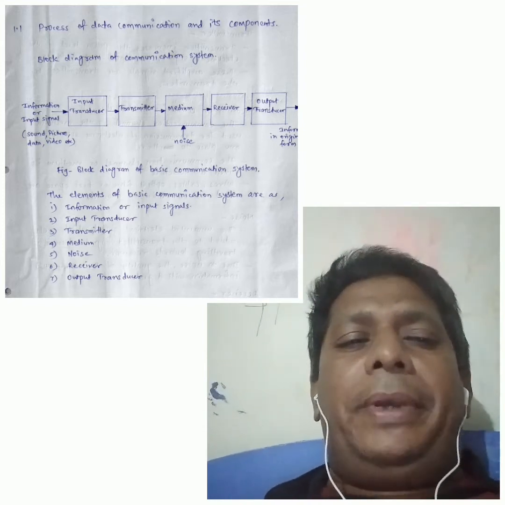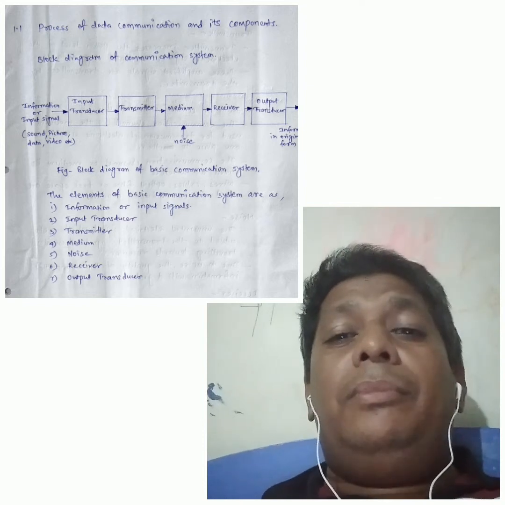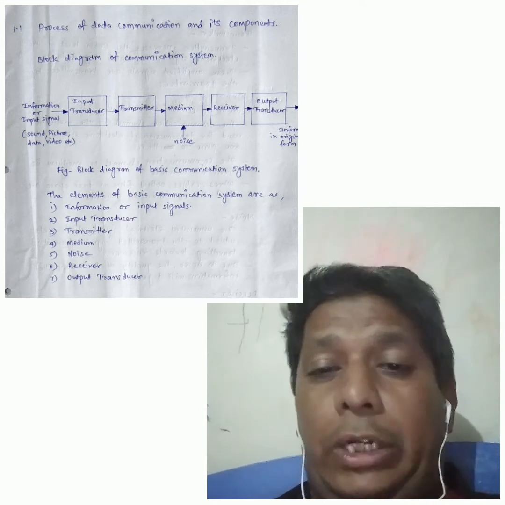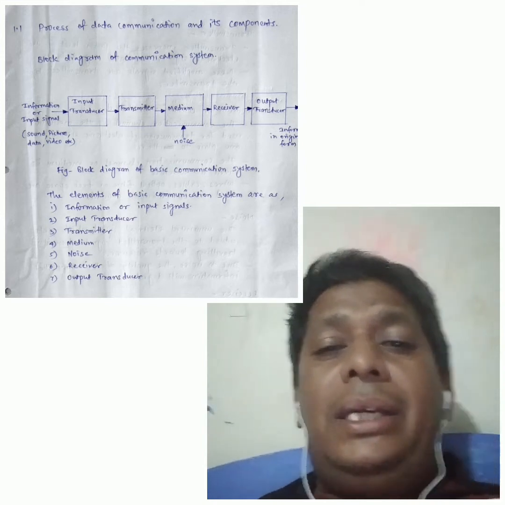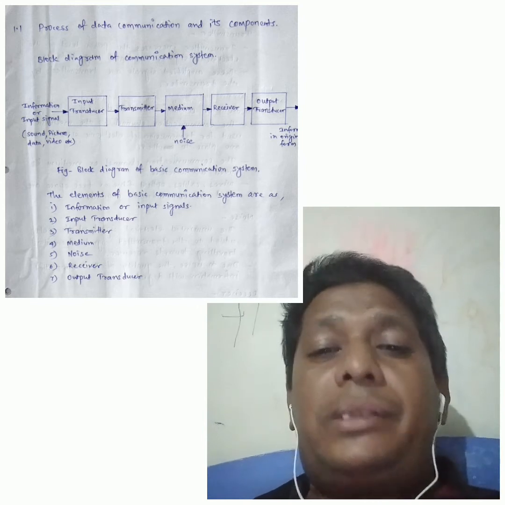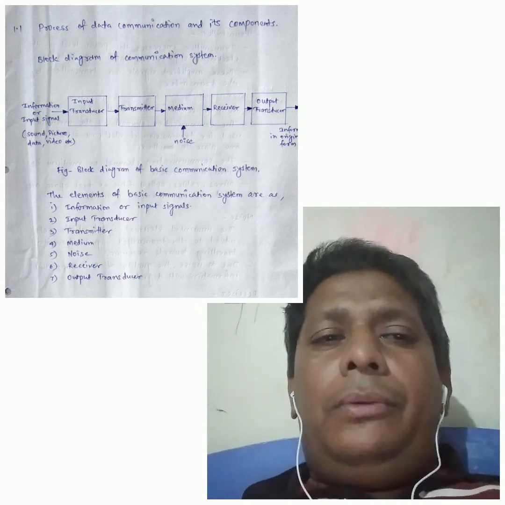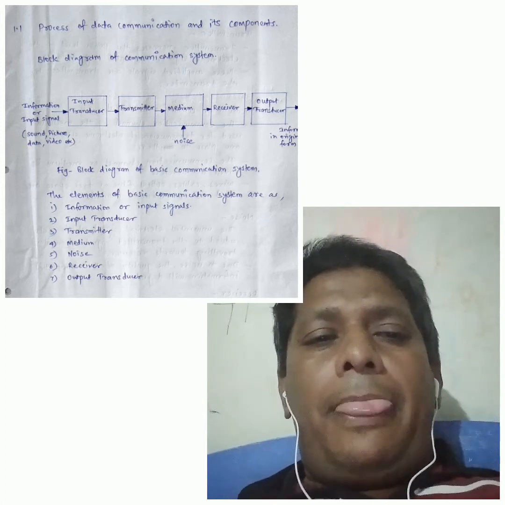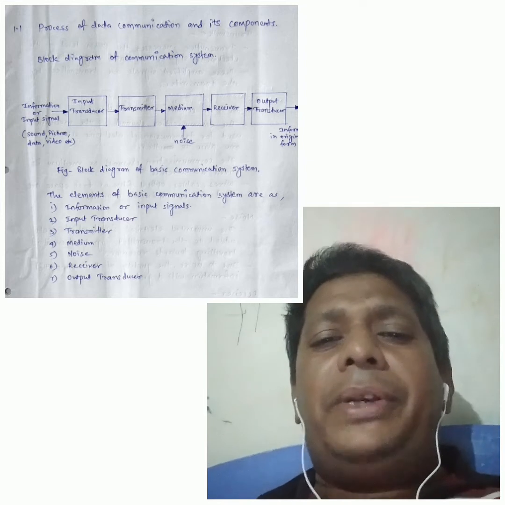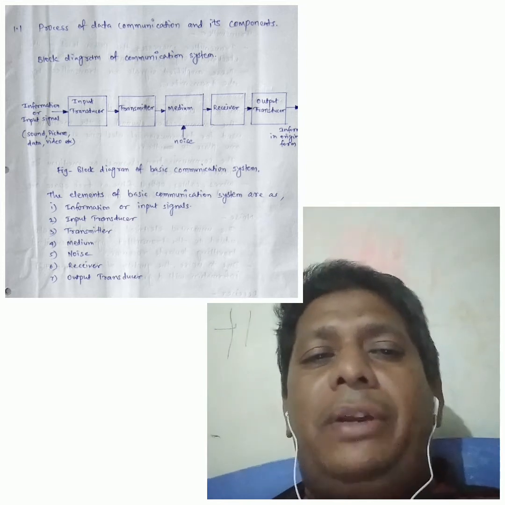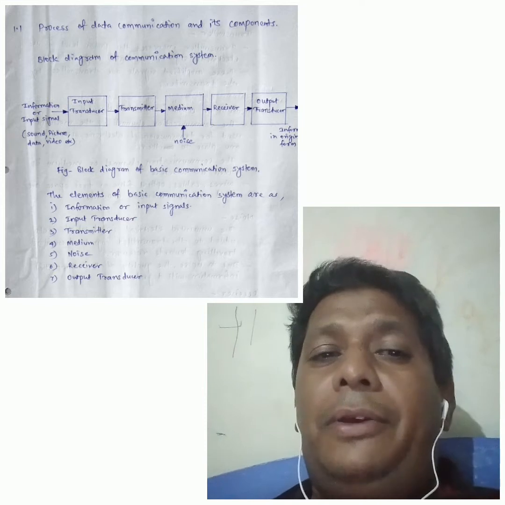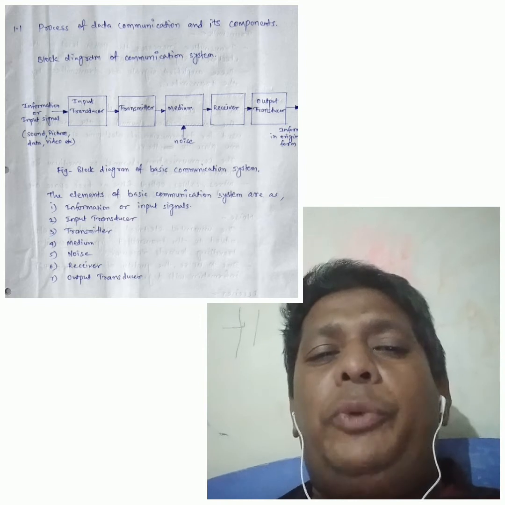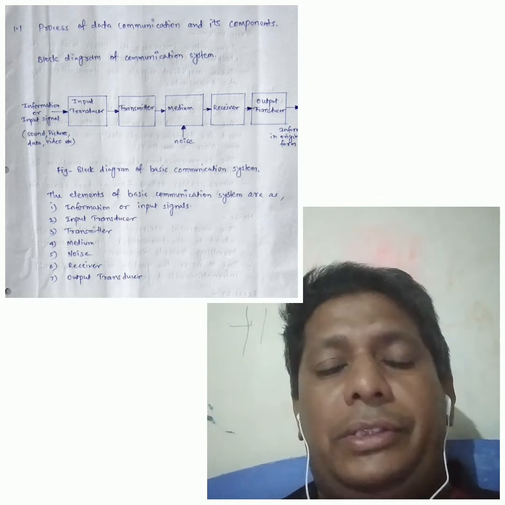The first topic is related to the understanding of the communication system, how a communication system works. This is very necessary to understand. So please see the diagram shown in the video. The first part is information or input signal. The information is in the form of sound, picture, data, video, etc. This information or input signal is given to the input transducer.